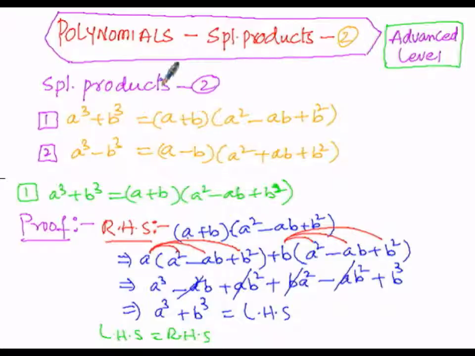The advanced level special products are these two: one is a cube plus b cube, the other is a cube minus b cube. The problem we are going to perform is of this type, that is a plus b into a square minus ab plus b square. So we can utilize the special product a cube plus b cube equals a plus b into a square minus ab plus b square.